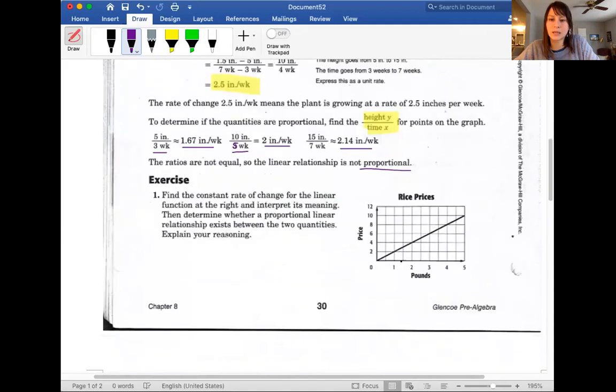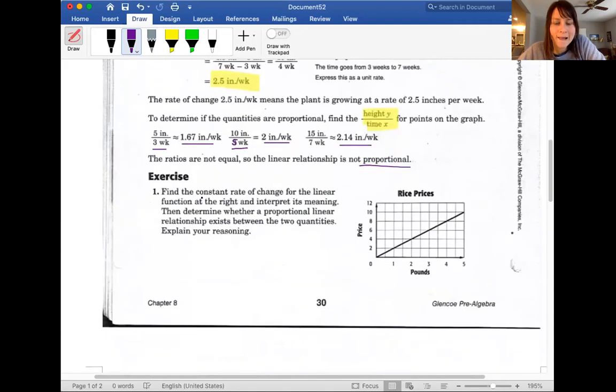That's all you're determining. Looking here, it says find the constant rate of change for the linear function at the right and interpret its meaning. Then determine whether a proportional linear relationship exists between the two quantities. Explain your reasoning. So first we need to find the constant rate of change. In other words, we need to find the slope. So I'm going to pick these points. Remember we talked about picking points where you can identify what the numbers are on the x and y.